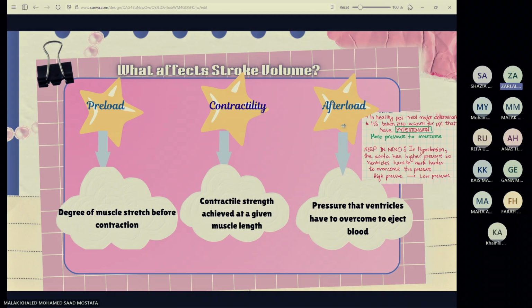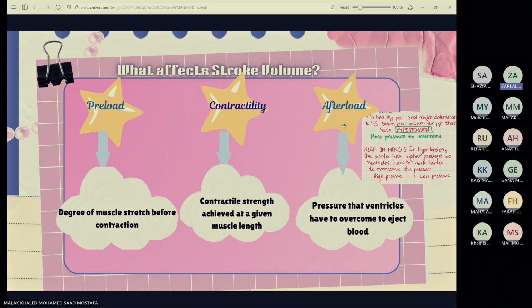Okay, so what affects stroke volume? There are 3 things that affect stroke volume. The first one is preload, and preload is basically the muscle stretch before contraction. Then we have contractility, which is the strength of the contraction at a given muscle length. And then we have something called the afterload. Now, remember we said that the blood moves from an area of high pressure to an area of low pressure. So when the ventricles contract, their pressure is actually higher than the pressure in the arteries, right? So the afterload is basically that. It's the pressure that the ventricles have to overcome to eject blood.